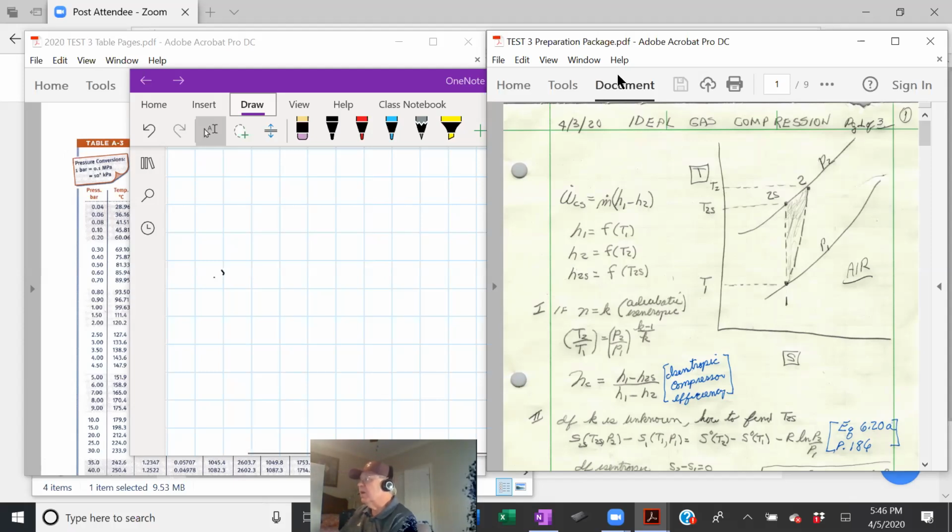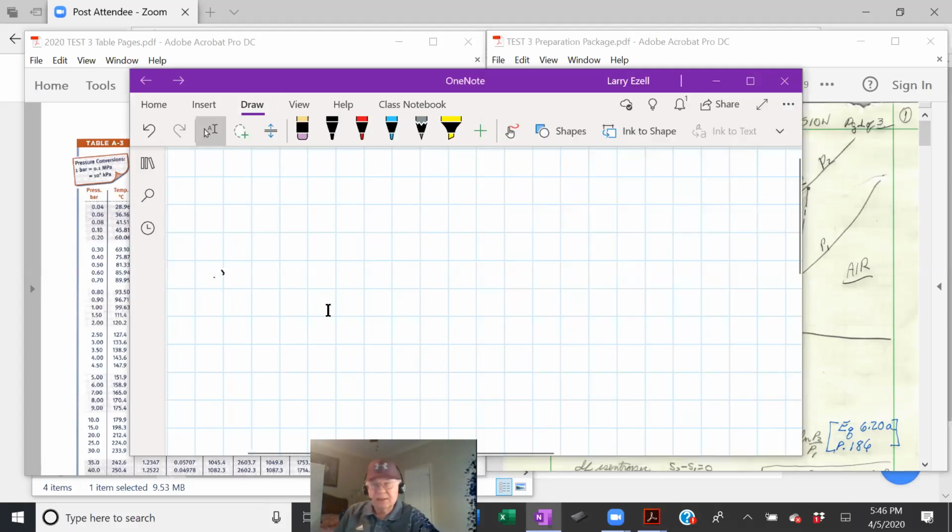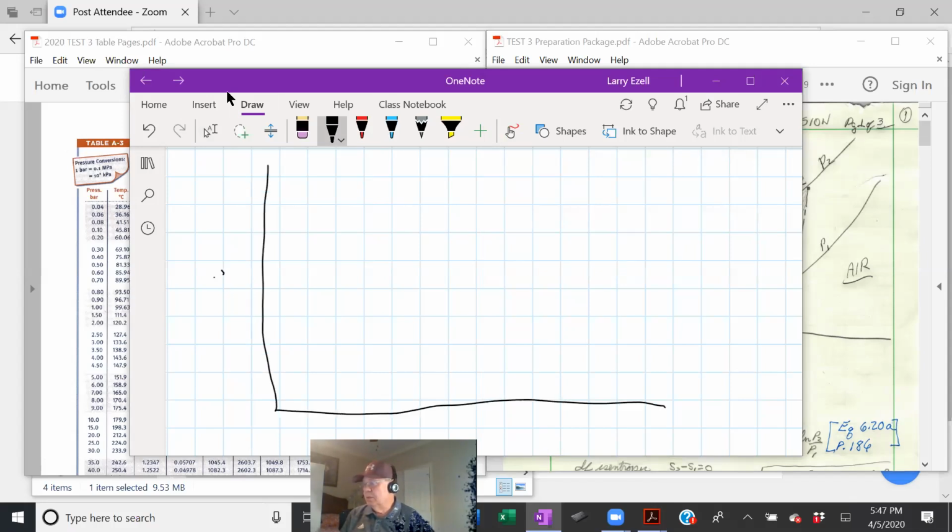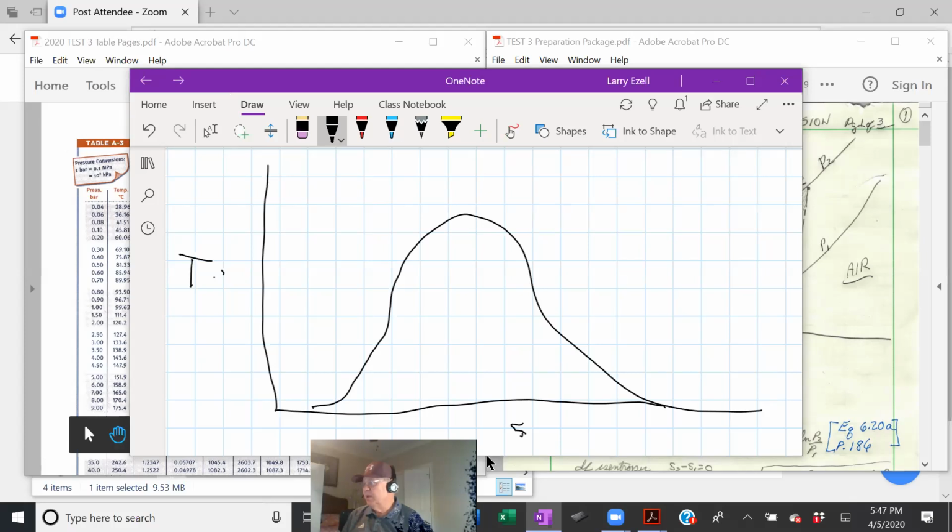All right, first off, let's get started. Let's look at an ideal gas compression. Now let's look at OneNote just a little bit, and I'm going to try to draw a TS diagram here, and it's not going to look very good, I know. Right, here's our dome. Not a very good dome, is it? All right, and this is temperature, and this is specific entropy. By the way, it's not a 5, that's an S. We'll be looking at TS diagrams pretty much all the time now.